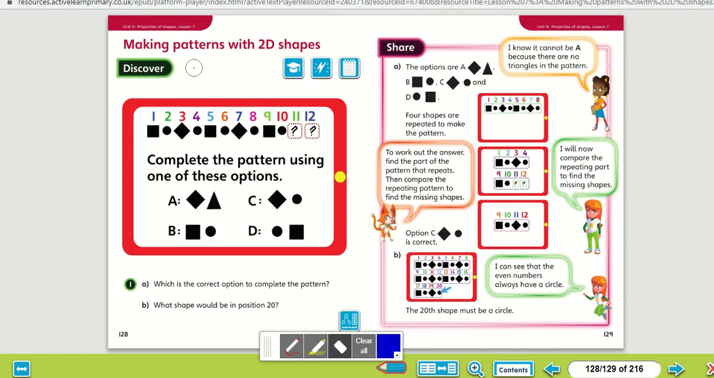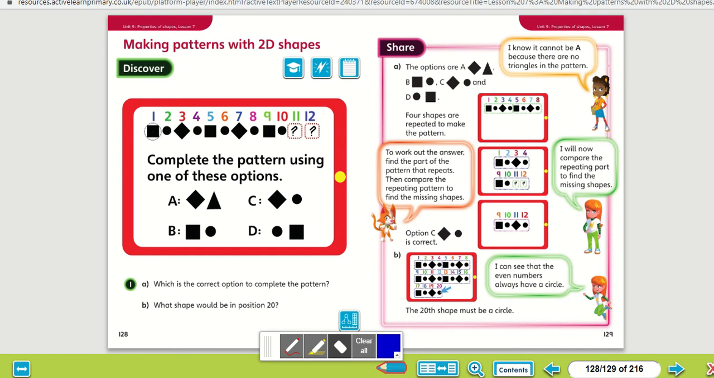Alright, so making patterns with 2D shapes, let's discover that all together. So this is a pattern, but it's incomplete. You have to complete the pattern using one of these options. So which option is missing in this pattern? Can you give it a try?